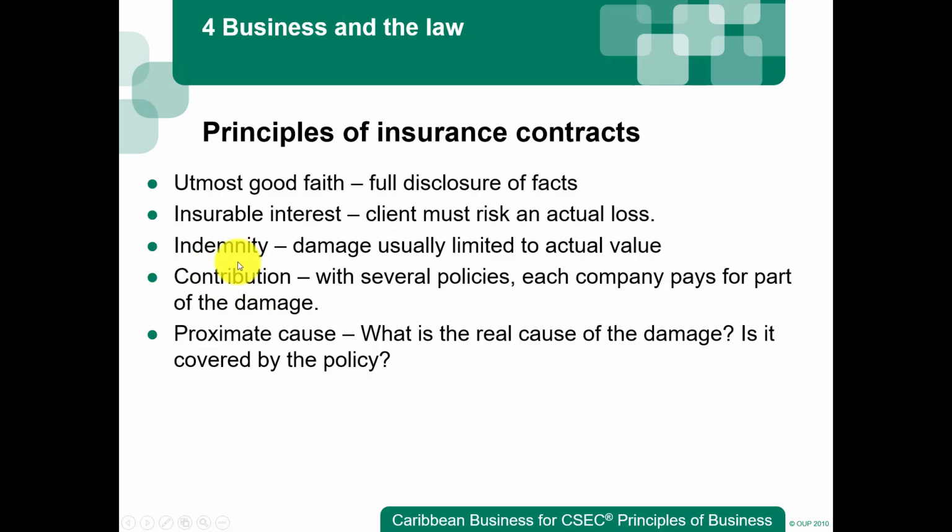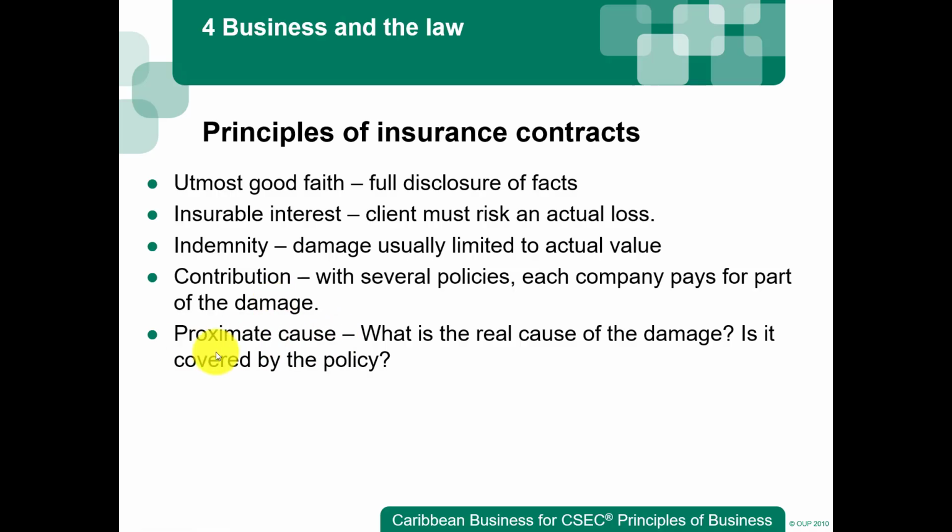Of course, contribution, again, pooling of risk. Contribution means that you have to contribute to the pool. All right, with several policies, each company pays for a part of the damage. You have to contribute to the pool. You can't just go and claim insurance if you don't pay your premiums. Okay, proximate cause here speaks to that.